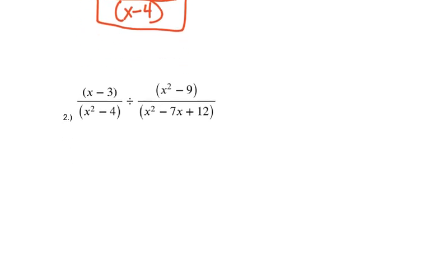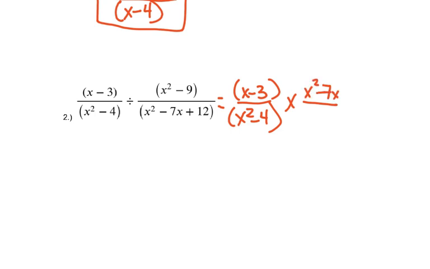So here we go. Let's try this problem. The first thing we want to do is rewrite this using that keep, switch, flip. So this is going to be equal to x minus 3 divided by x squared minus 4. Then we are going to change to multiplication. We're going to switch the sign, and then we are going to flip the second fraction. So this is going to become x squared minus 7x plus 12 in the numerator, and the x squared minus 9 will go in the denominator. And now we have, and I might change that to a dot, just a multiplication problem where we are going to factor and cancel out like terms.